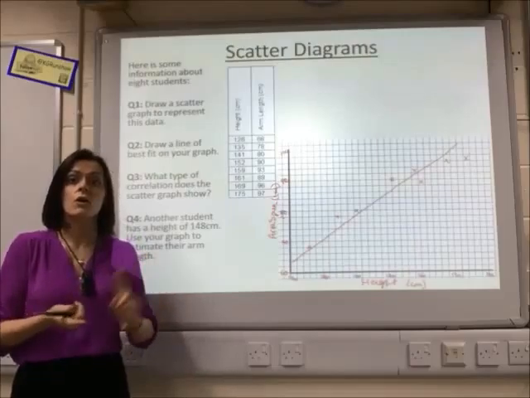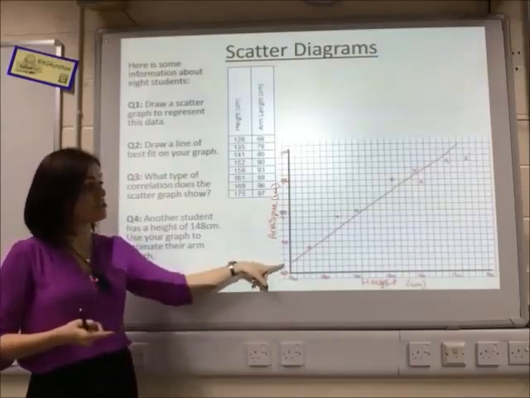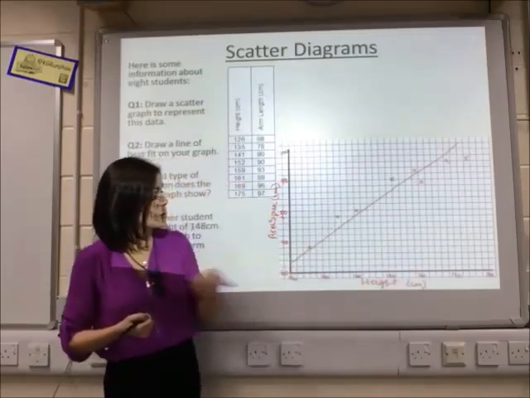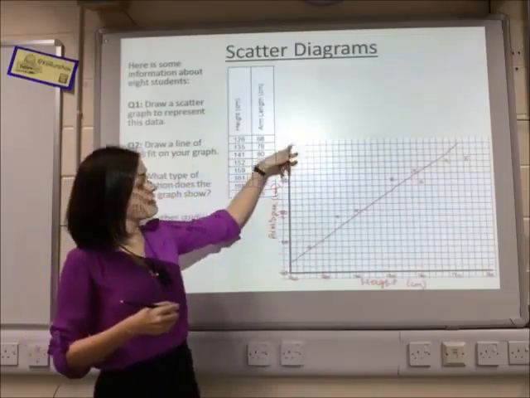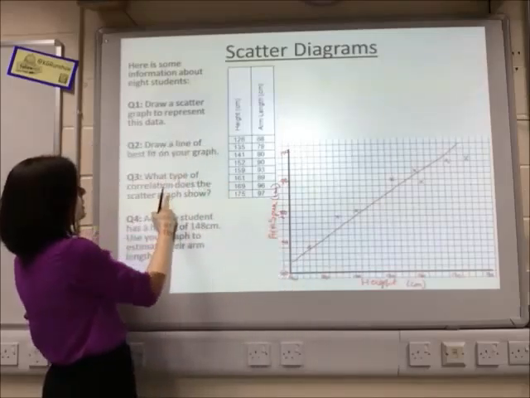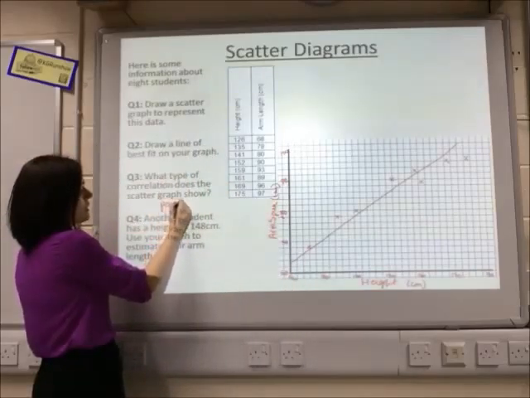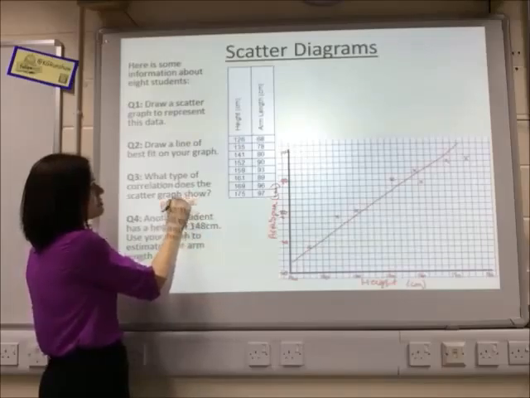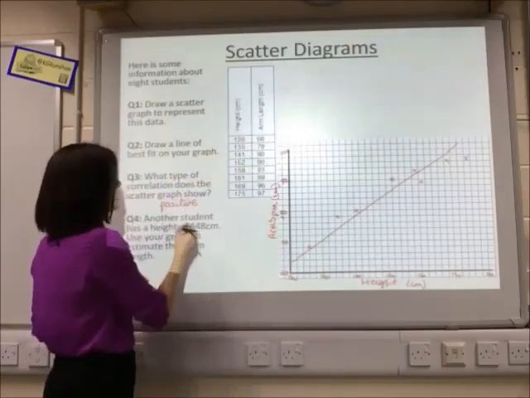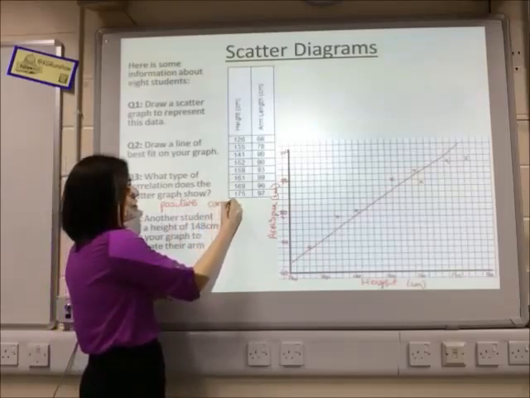Type of correlation that graph shows, you've got two options. Is it positive or is it negative? If your line starts low and finishes high, it's going up, then that's positive correlation, so that's what we've got here. If it was negative, it would be going the other way. It would start high, finish low, it would be going down. So we have got positive correlation for our graph. That means as somebody's height increases, generally the length of their arms increases as well. So I've got positive correlation.